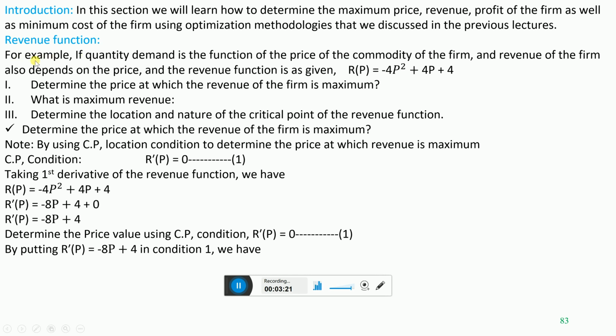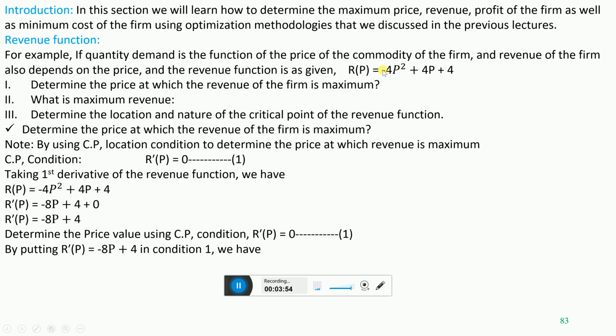For example, if the quantity demand is the function of price of the commodity, and the revenue of the company is also dependent on the price of the commodity, and this is the given revenue function, R(p) is equal to minus 4p square plus 4p plus 4. This is the given example. This is the given revenue function.